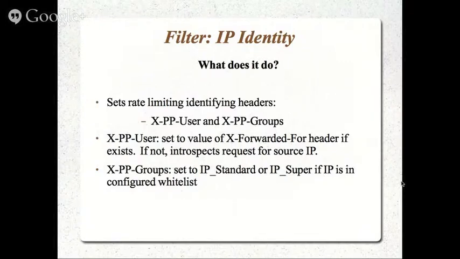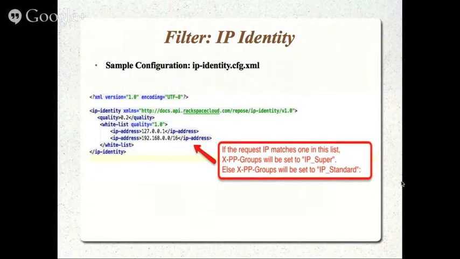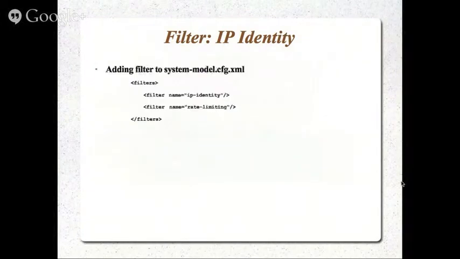XPP groups, it will either set it to one of two values: IP standard for most cases, but if that IP address is defined inside of a whitelist of this IP identity config, then it will set it to IP super. Which there is an example there.